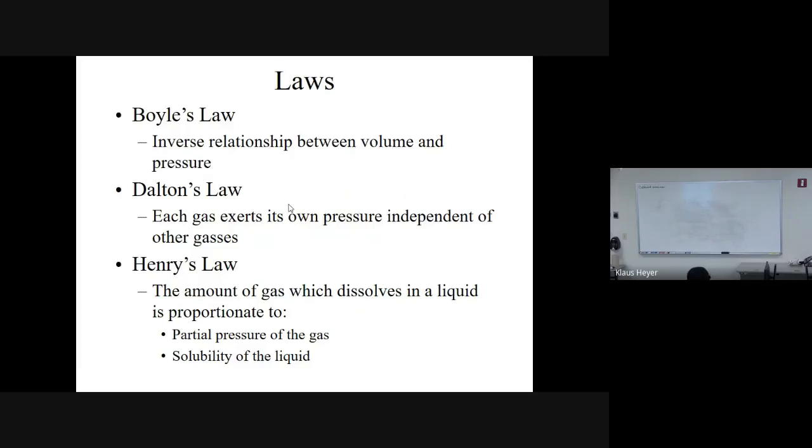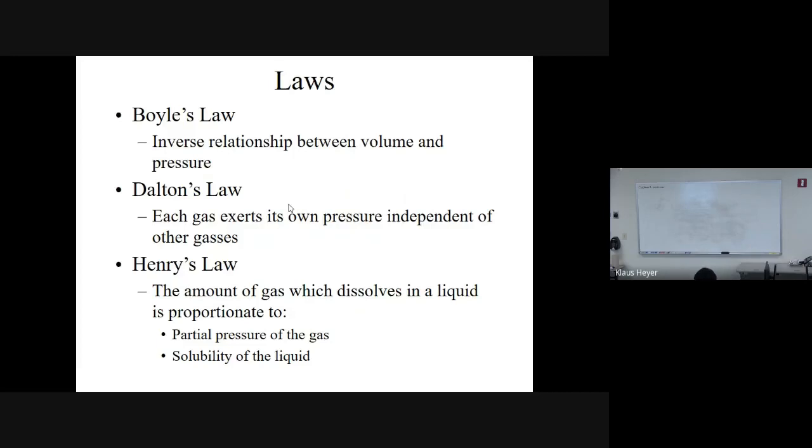There are some physics laws, and I've summarized them here, that you need to know. The first one, we've actually discussed this law, we just didn't name it. We talked about this with blood vessels. When you have vasoconstriction, you are decreasing the volume of your blood vessel, so the pressure goes up. When you dilate your blood vessel, you're increasing the volume, and then the pressure goes down. So there's an inverse relationship between volume and pressure.